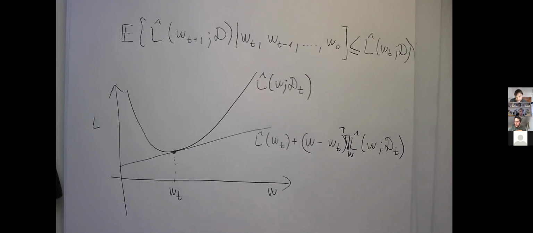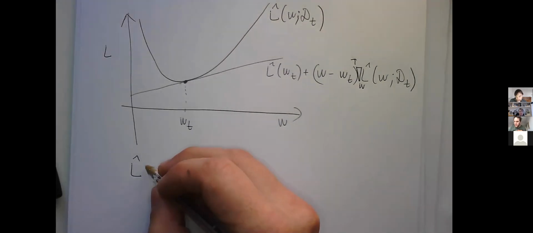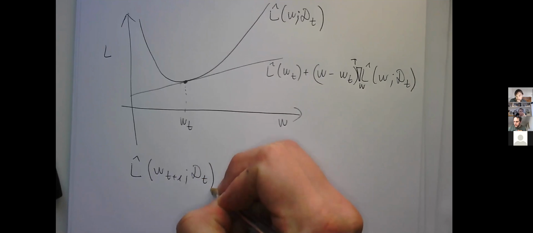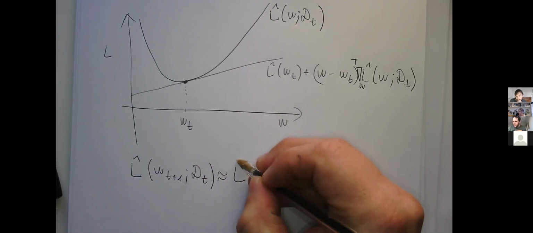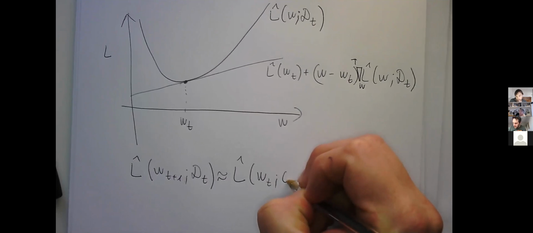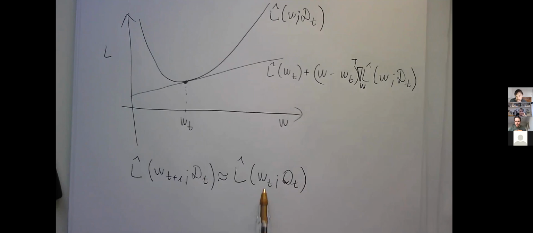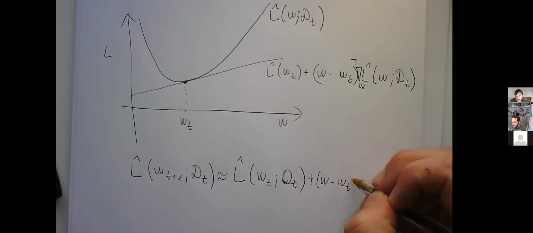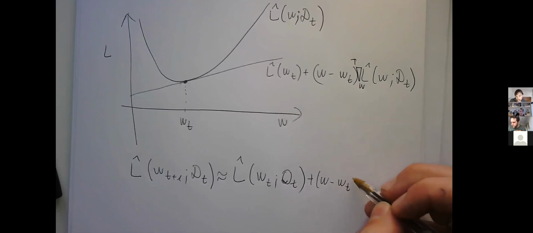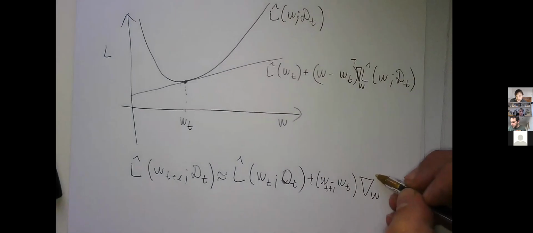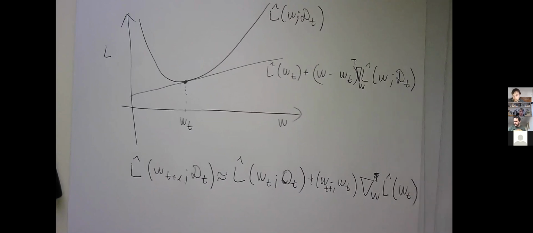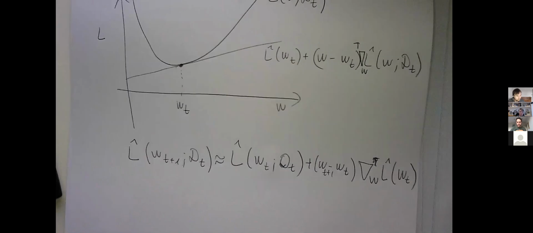So what we can say is that the loss function at WT plus 1 on dt is roughly the same as the loss function of WT on dt. So I'm just using this formula here, plus WT plus 1 minus WT times this gradient, W transpose. This is the gradient of the loss function at WT. I leave out the dt here because there's no more space left.